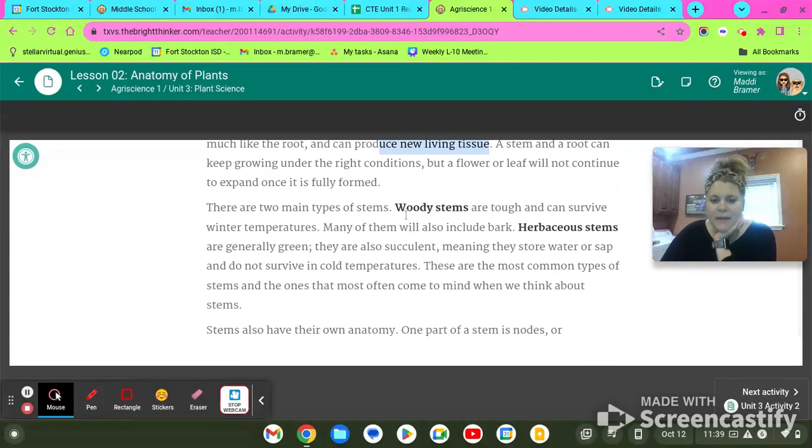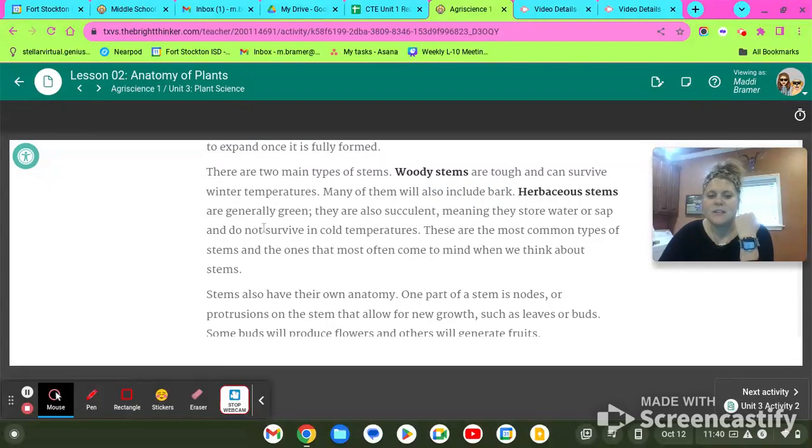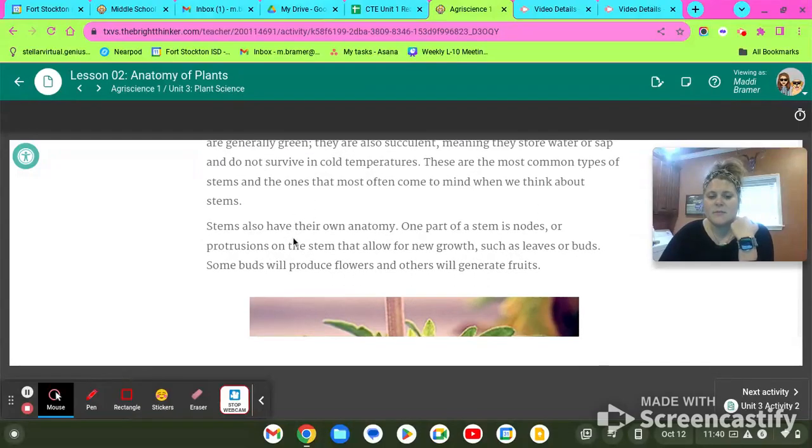So there's two main types. Woody stems are the harsher ones. Those are going to be like in bushes. A lot of your more hardy plants are going to have these. Obviously trees. They can survive winter temperatures because they're more hardy. Some include bark, like a tree or a branch. Herbaceous stems are green. They're succulent. Think of your flowers. They're going to have herbaceous stems. They store water or sap. They don't really survive in cold temperatures. These are the most common types of stems.